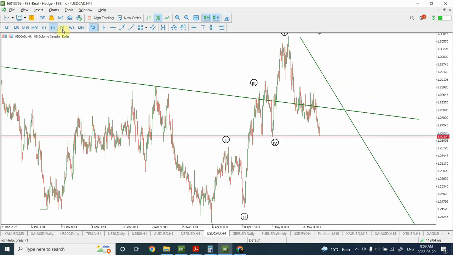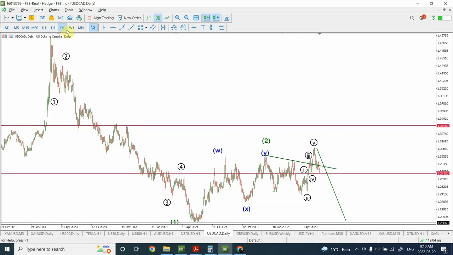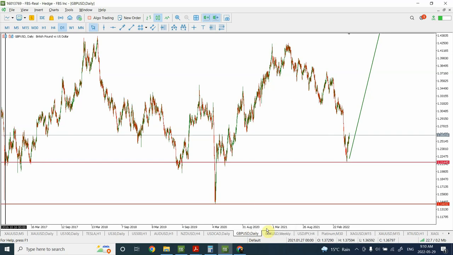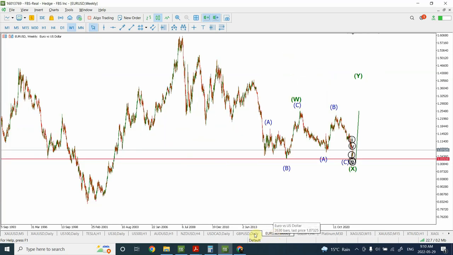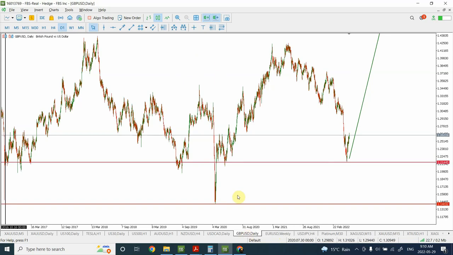The 4 hourly time frame analysis or the daily time frame analysis is giving us an indication that we have created a top and the Canadian dollar is going to continue stronger and stronger in the days to come. The most interesting ones are the British pound and the euro. Let's first have a look at the euro and then the British pound. Or actually, we can look at the British pound first.